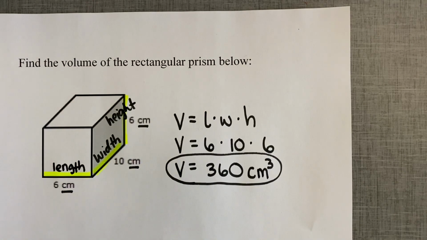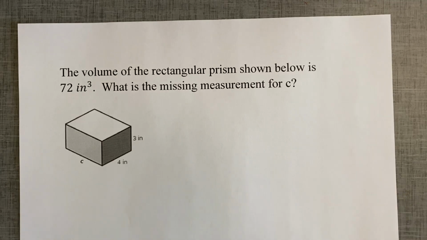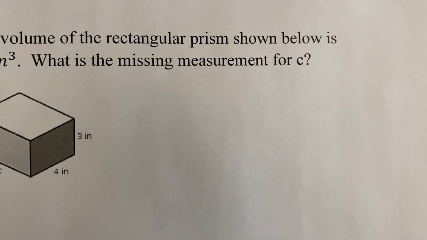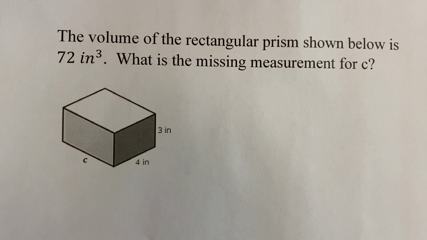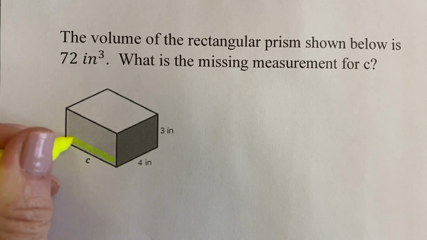And remember, I said there were 3, so this is 2 of 3. Here comes example 2. The volume of the rectangular prism shown below is 72 inches cubed, or 72 cubic inches. What is the missing measurement for C? So if we zoom in here a little bit, we've got 3 dimensions marked, but the C is missing. This is what we're going to find.